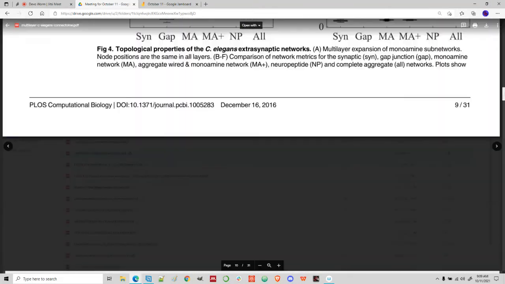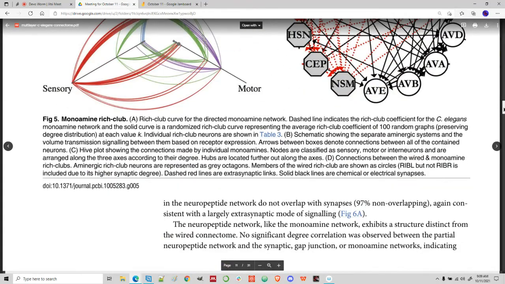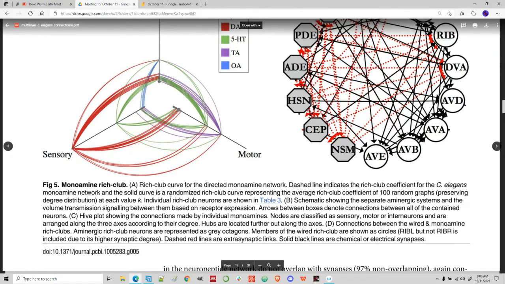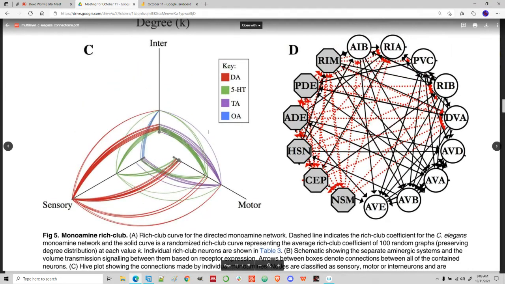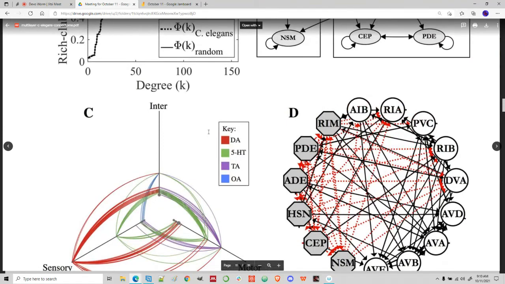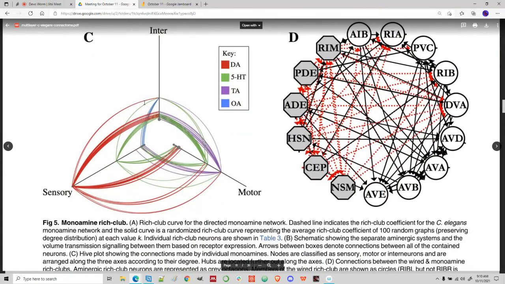Let's see if there's any other nice stuff in here. This is the monoamine rich club. A rich club is where you have maybe a couple neurons that are doing most of the work in the network, or that are connected to most of the other cells in the network. And this graph is not really that understandable.